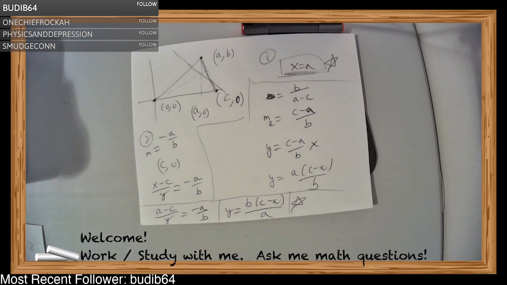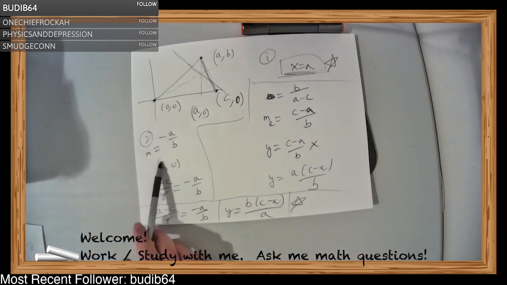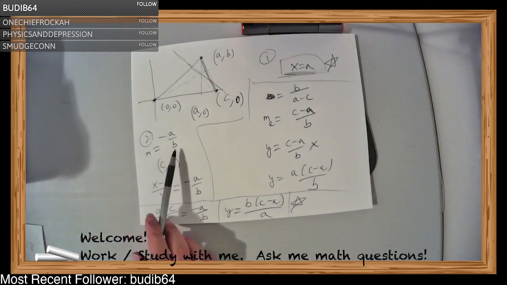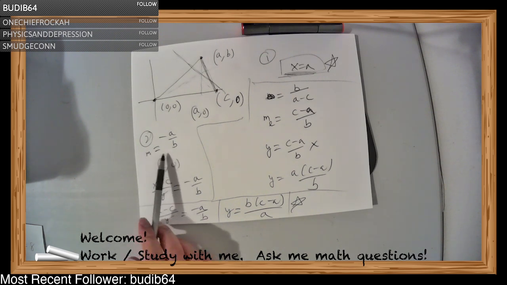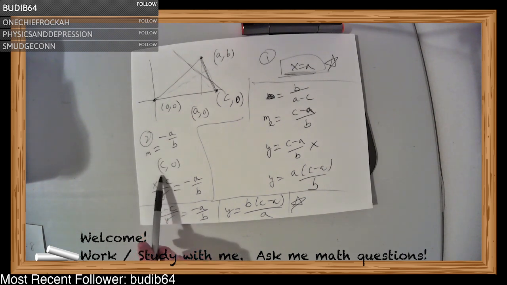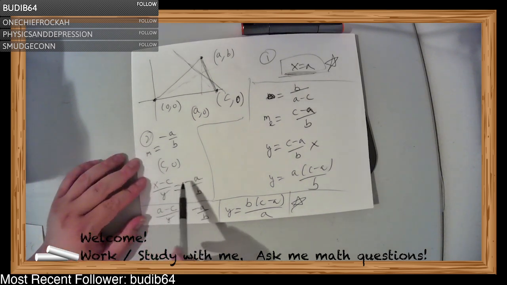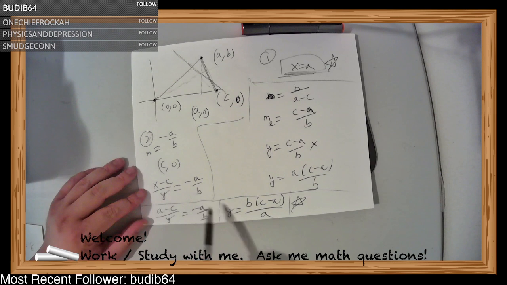Something is not quite right. Did I not do the reciprocal slope here? Maybe that's what happened. Hold on. So b over a is the slope. So it's negative a over b. Okay. Negative a over b. The point is c, 0. Okay. x minus c is b. Okay, yeah.